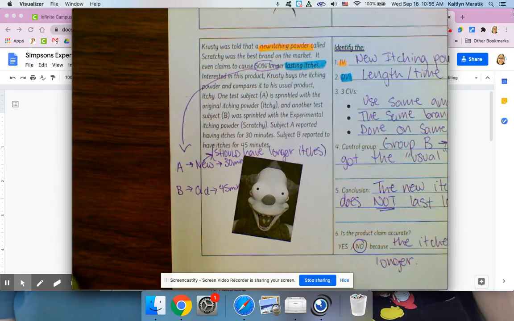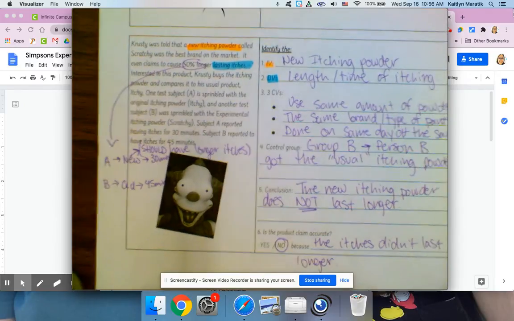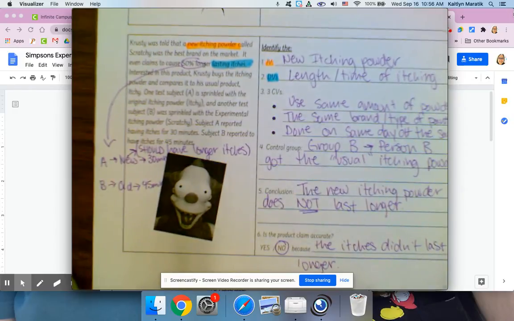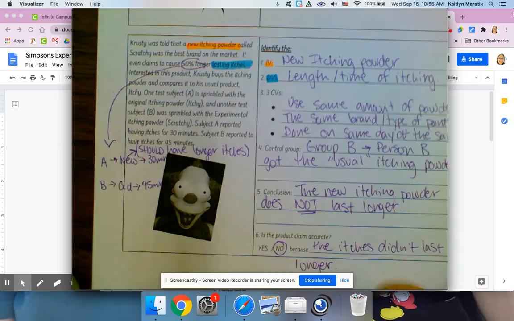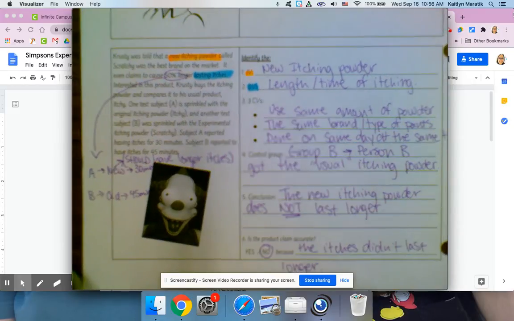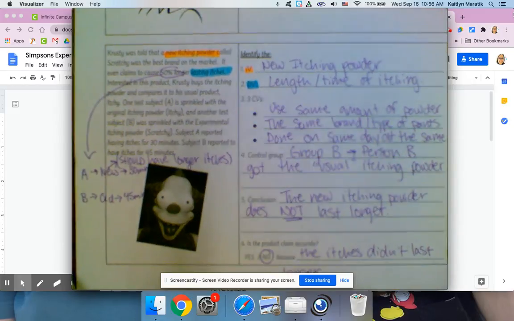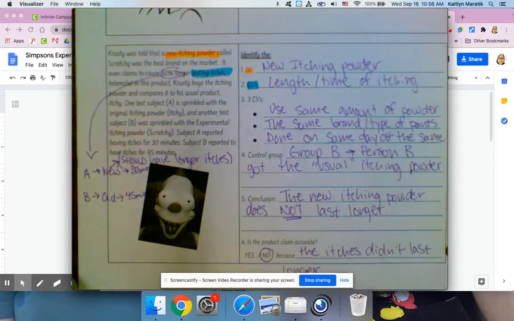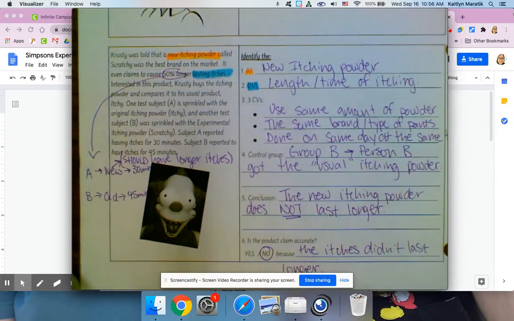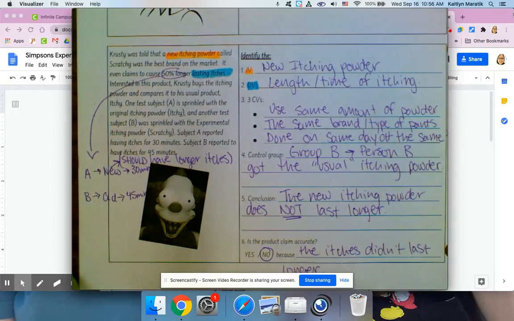So that's where we end up with the Simpsons variables. Please let your teacher know if you do have any questions. Otherwise, we're going to keep on going. We have a lab coming up, and we're going to need to know about variables. We're going to be learning about data tables and graphs, and we'll need to know about variables because that's how we know where to put our different information and our data onto our data table and graph.